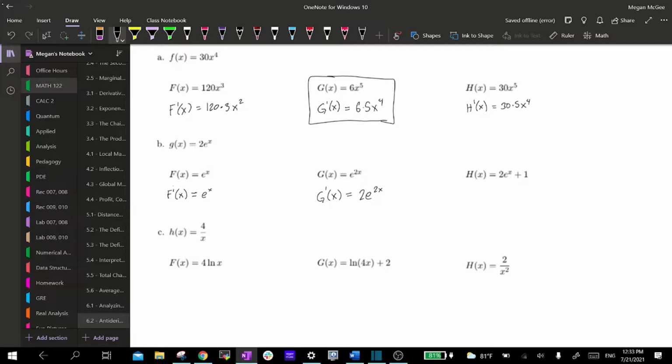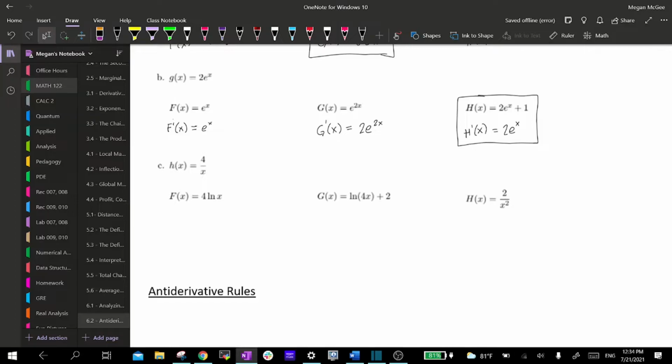Let's look at h of x. Let's take the derivative of h of x. All right. So we have 2 times the derivative of e to the x, which is e to the x, plus the derivative of 1, which is 0. So we're done taking the derivative, and we find that h of x is the antiderivative for part B. And now let's look at part C. So we have h of x is 4 divided by x.